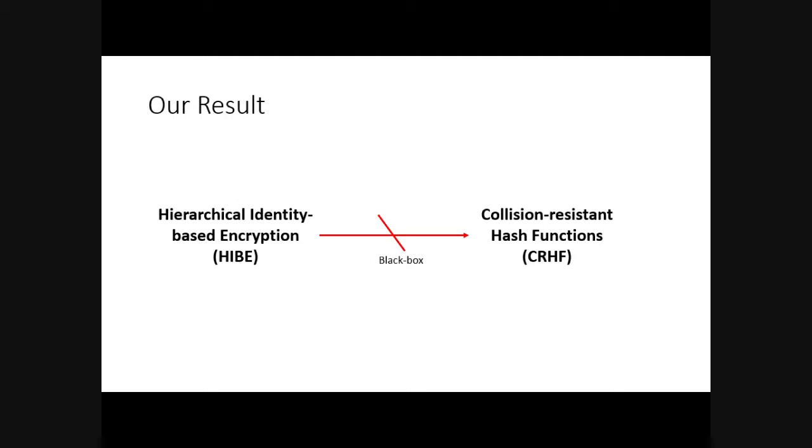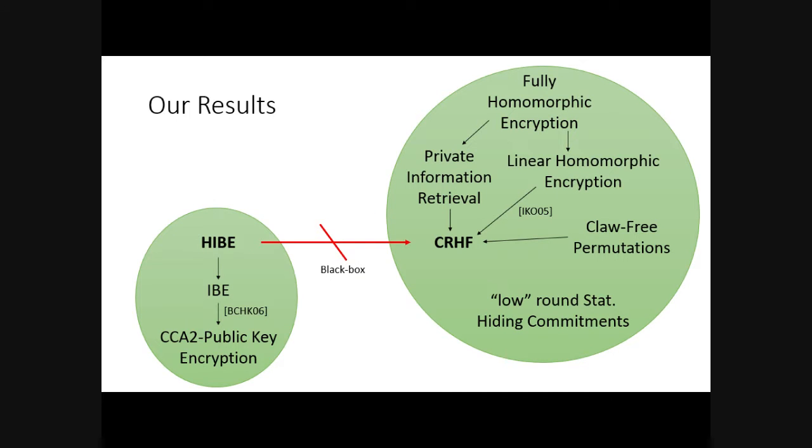Specifically, we show that HIBE does not give us collision-resistant hash functions in a black box way. And to our knowledge, this is the first limitation result regarding the black box use of HIBE. At first glance, it's not immediately clear why we study such a question, and it might not be such a natural way to get collision-resistant hash functions. But the corollaries that we get from this result are quite impactful.